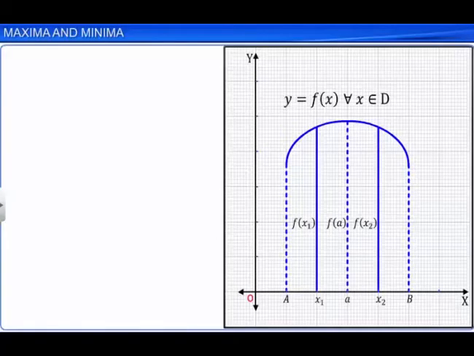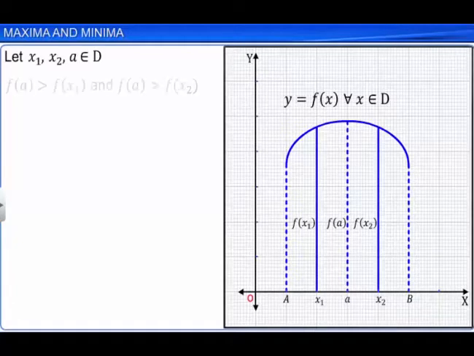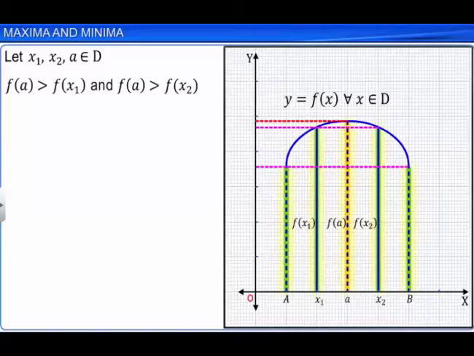Consider the graph of the function y is equal to f of x with domain D, a subset of real numbers. It is clear that the value of the function f at a point A is the maximum. That is, the value of the function at any other point to the left or right of A is less than f of A.